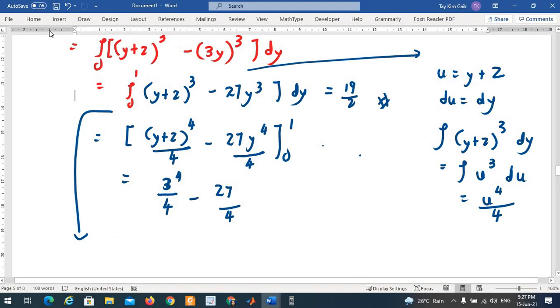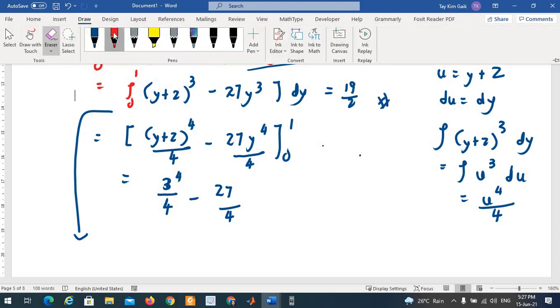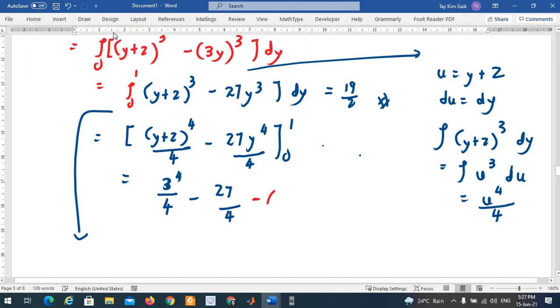Is the integral correct? Because I have to deduct, minus when y is 0. Plug in y equals 0 here, we have 2 power 4 divided by 4. Okay, the second term, y is 0, so we miss out this term.